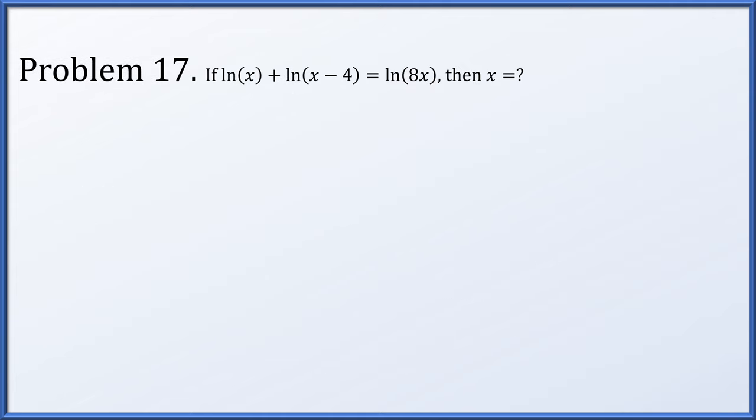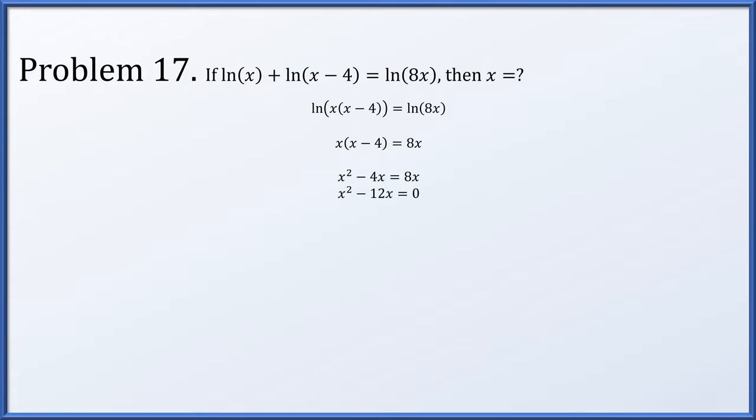Problem 17, if the natural log of x plus the natural log of x minus 4 is equal to the natural log of 8x, then what is x? On the left, I'm going to combine these as a single logarithm, because what I want is the natural log of something equals the natural log of something else with just one logarithm on both sides, because now I can exponentiate both sides or simply rely on the fact that logarithms are one-to-one and say if the natural log of one number equals the natural log of the other, well then those two numbers must have been equal. So x times x minus 4 must be equal to 8x.